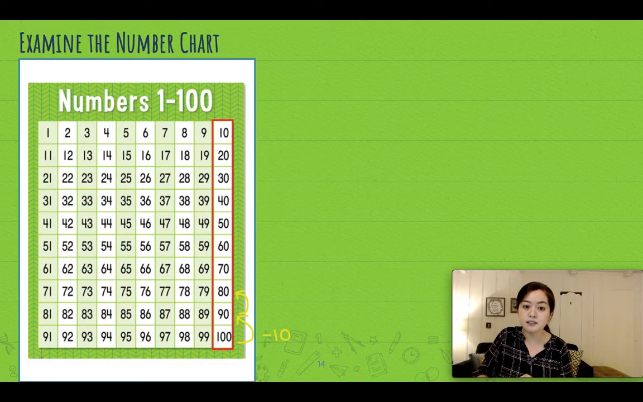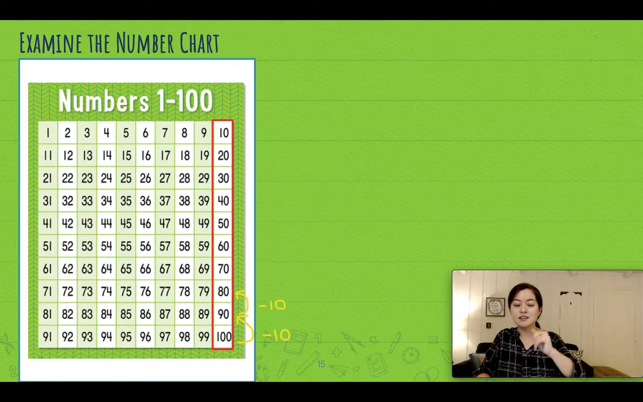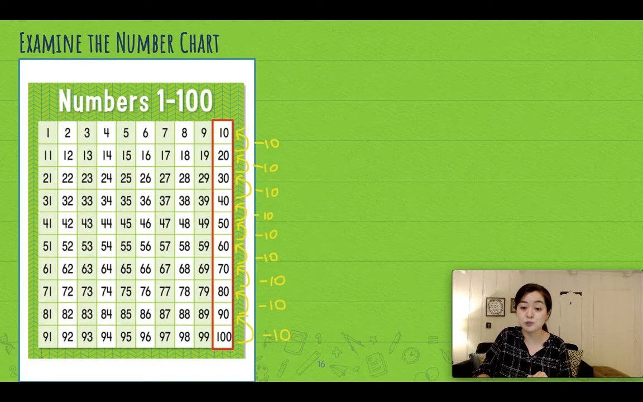What about from 90 to 80? Do the numbers get bigger or smaller? They get smaller. By how much? 10. We also subtract 10. You're going to see that as we decrease from 80 to 70, 70 to 60, 60 to 50, 50 to 40, 40 to 30, 30 to 20, 20 to 10, those numbers decrease by 10. We subtract 10 to get the next number when we count backwards. Do you notice the pattern? All right.